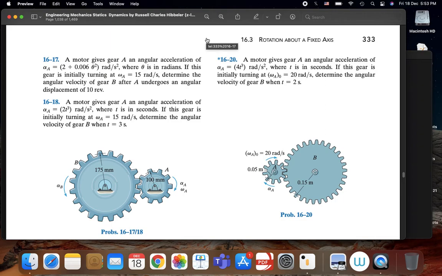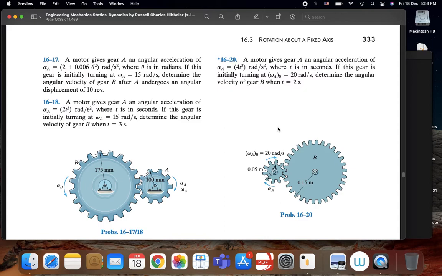So today we will solve some more examples regarding the rotation about a fixed axis in our dynamics book. This is chapter 16, right? So in dynamics, we were actually discussing kinematics of a rigid body. This is section 3 in this chapter, rotation about a fixed axis. So we'll be solving, as I said, several new examples today, starting with problem 16-20.